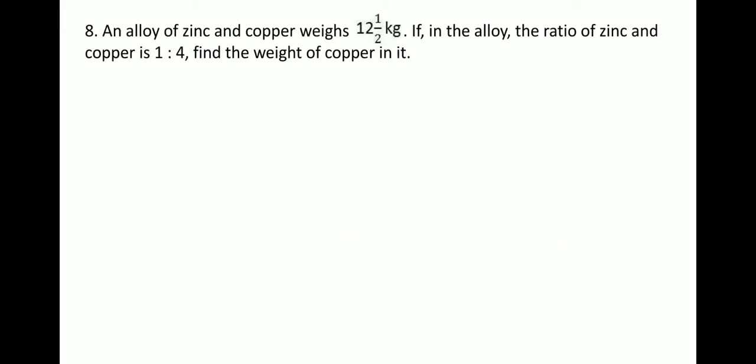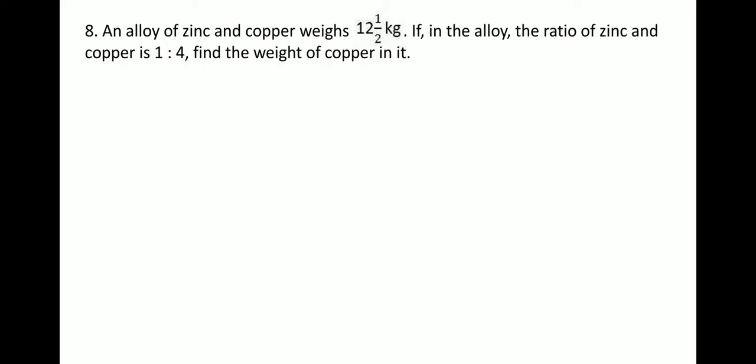Welcome class 6. Let us continue with exercise 11C. So the question is question number 8, which says an alloy of zinc and copper weighs 12.5 kg. If in the alloy the ratio of zinc and copper is 1:4, find the weight of copper in it.